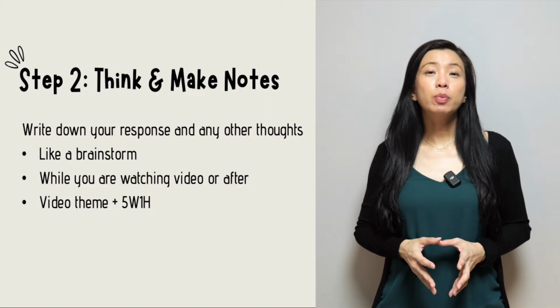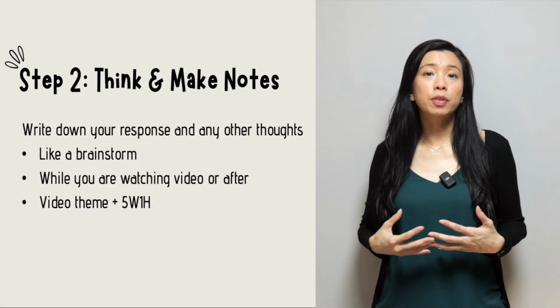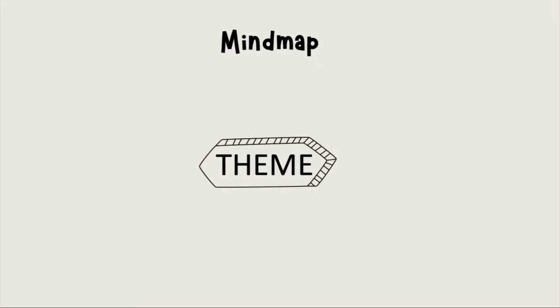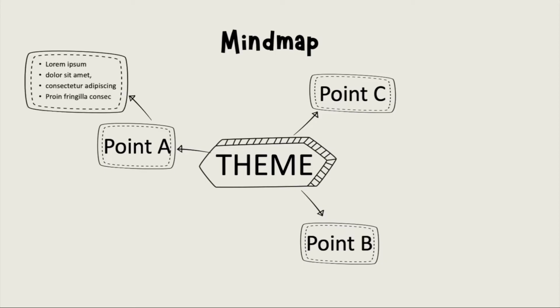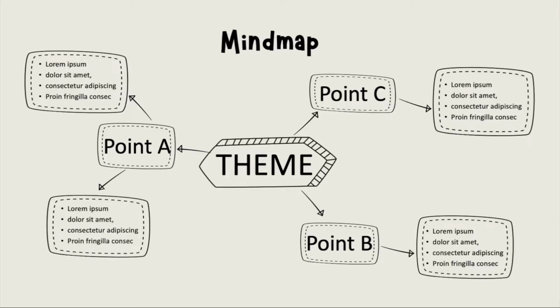Now there are many different ways to plan. I'm just going to show you a few of the more common ones. The first one is a mind map. So the mind map will look something like this. I will put my theme right in the middle of the mind map, and then I'll list out my points A and B, or if I have a third point, I could put point C as well. And then after that, you can also have subpoints under each main point.